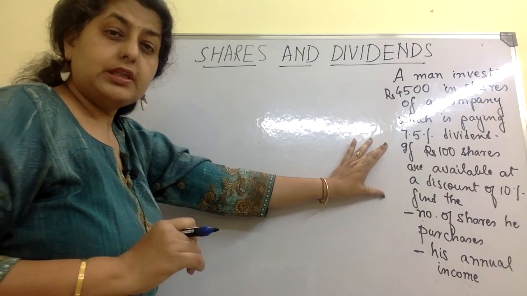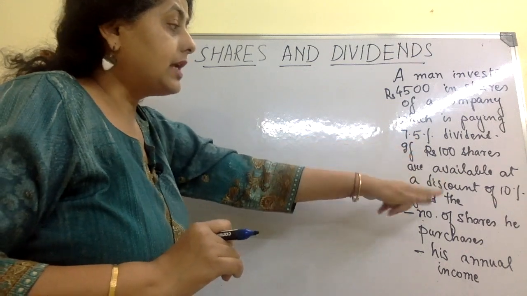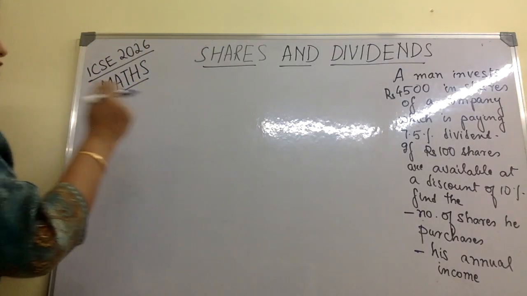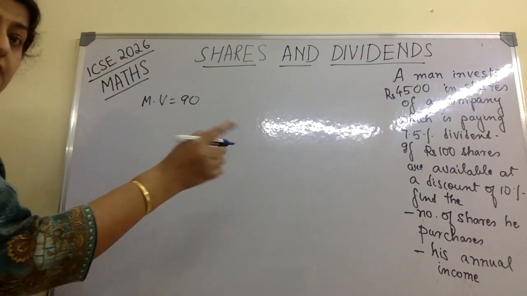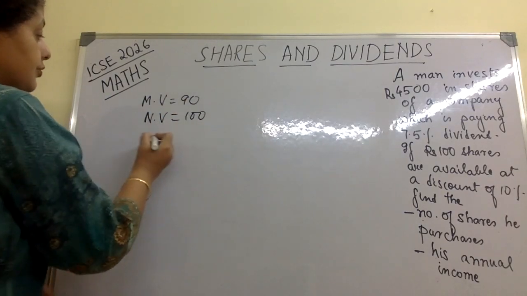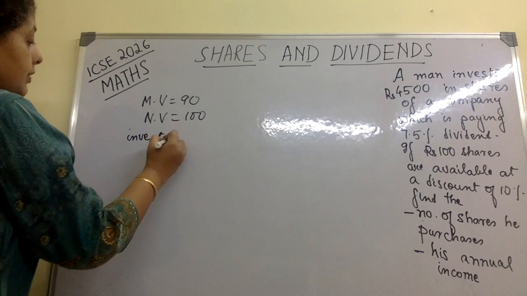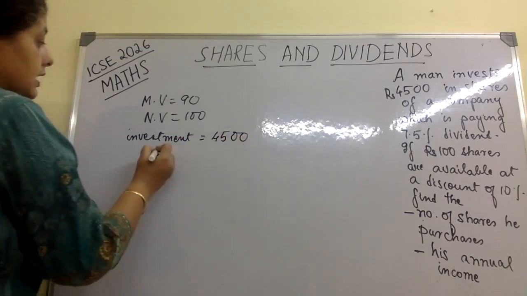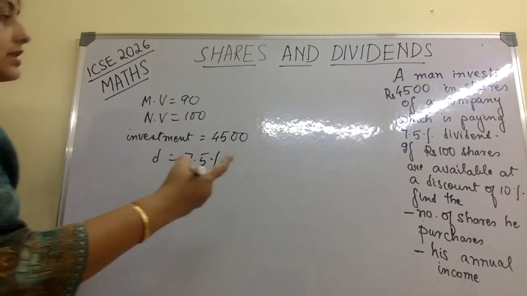now here we really don't need to do any sum. We can straight away say rupees 100 is the nominal value, 10% discount makes it rupees 90. So market value is clearly rupees 90 after the 10% discount. You don't have to show this in 10th standard. Nominal value is 100 rupees. Investment, or you can say total market value, the money that he has put in, is this. Dividend is 7.5%. Okay, so now let's see the sum.